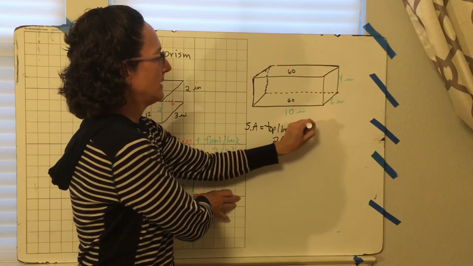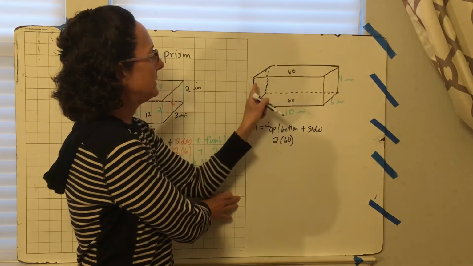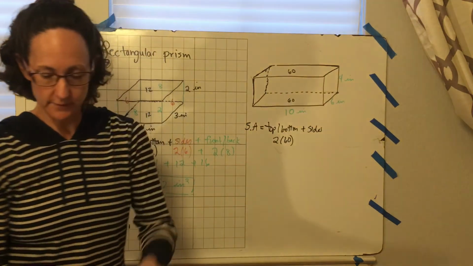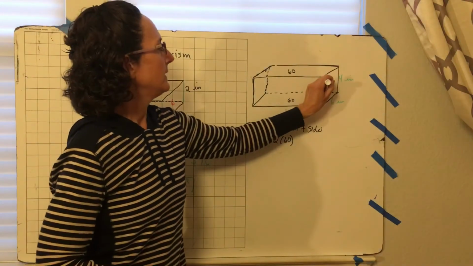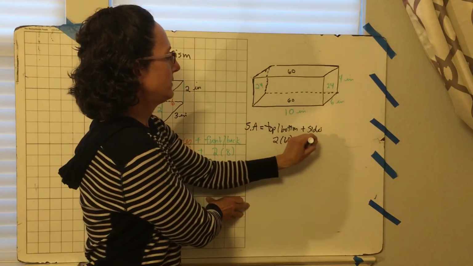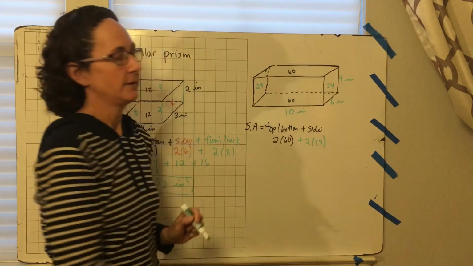When I say sides, I mean these 2 sides. And those are 6 by 4, so that's 24 right here. And then this one's also 24. So we have 2 that are 24.